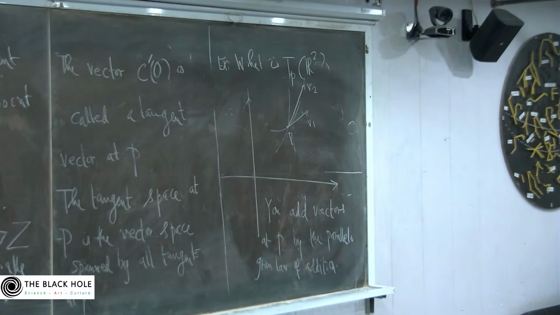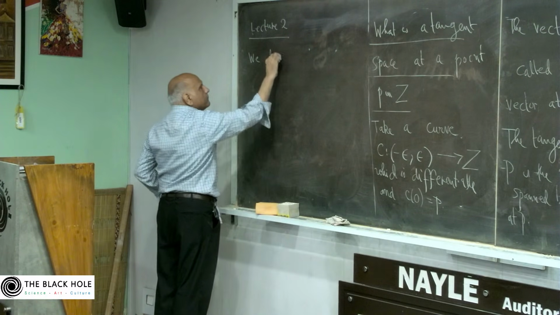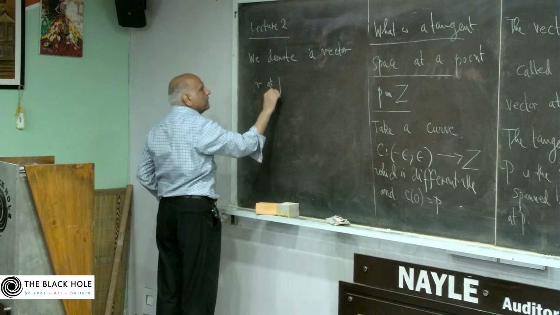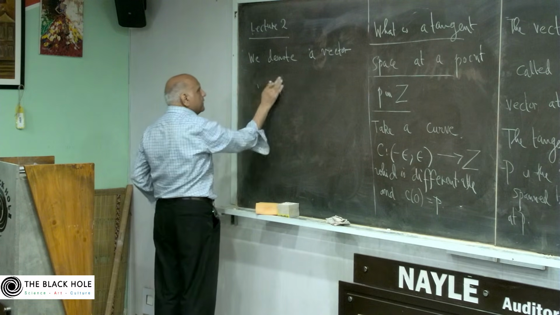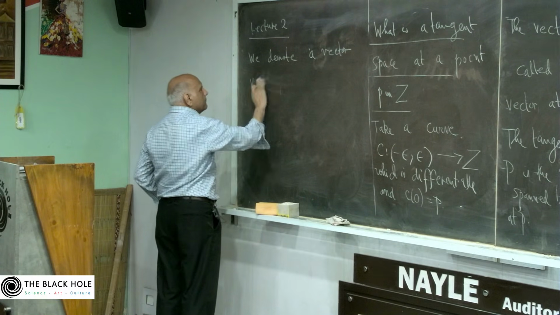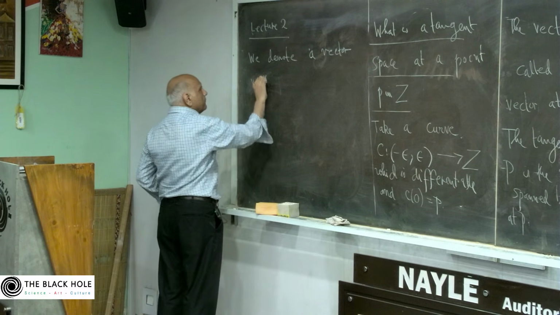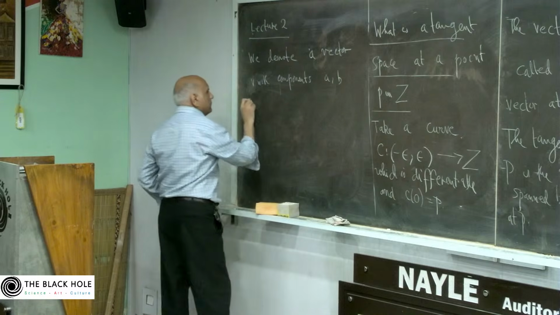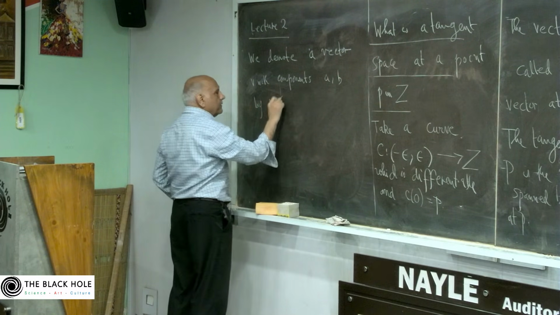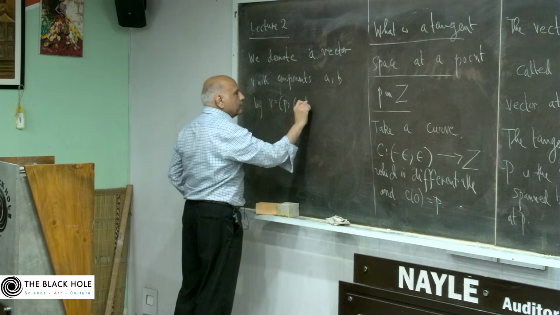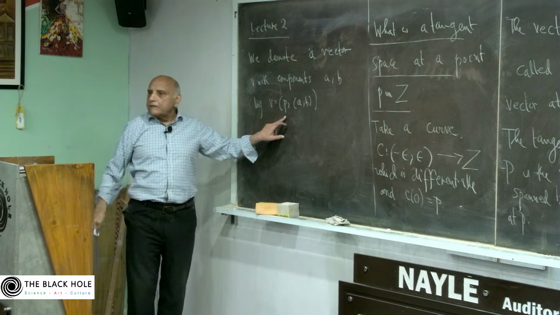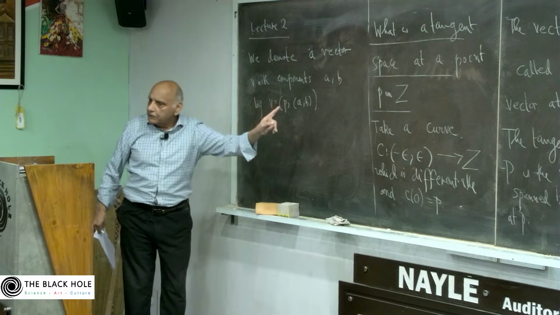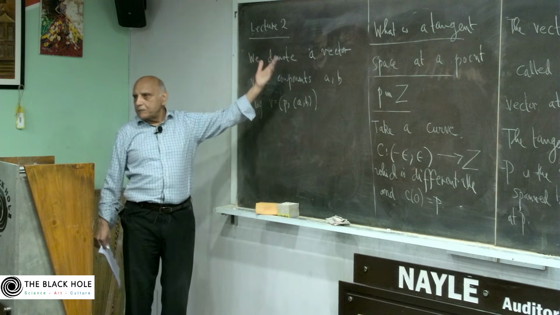So we denote a vector V with components A and B by P, A comma B. So this shows it is starting from the point P, and you go A units along the x-axis, and where you finish you go B units along the y-axis, depending on whether B is positive or negative.